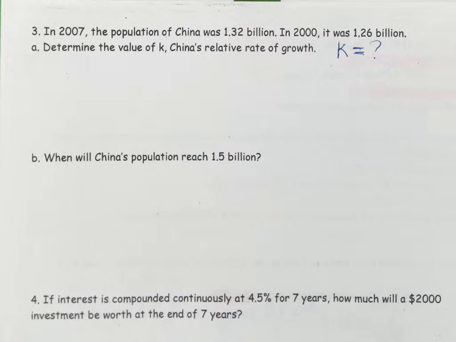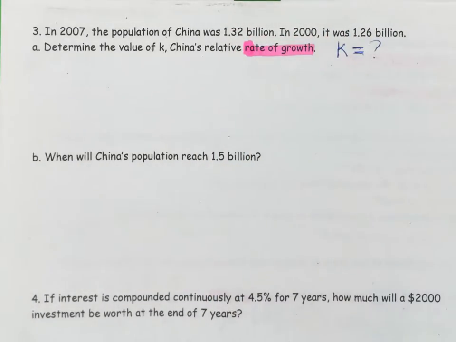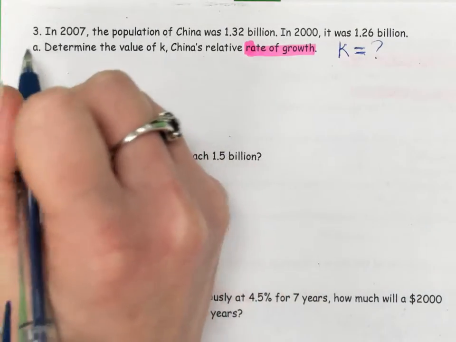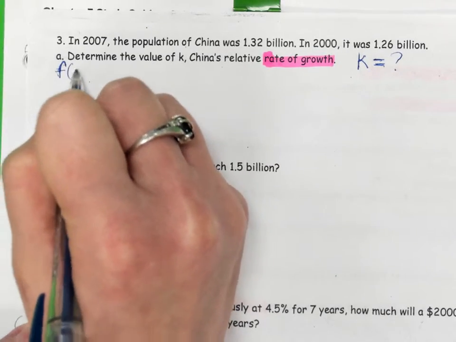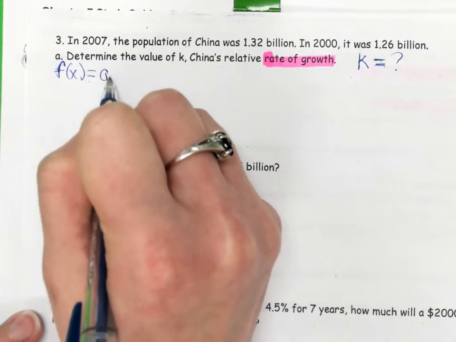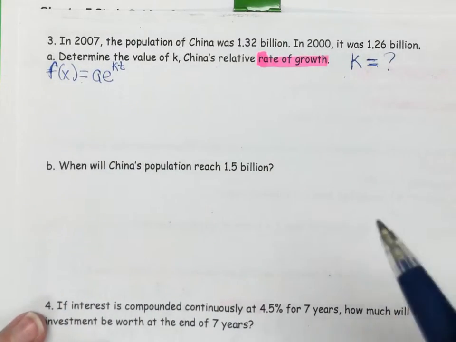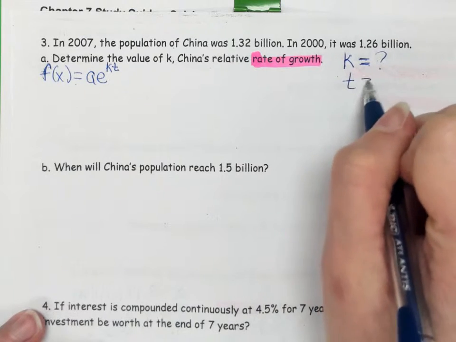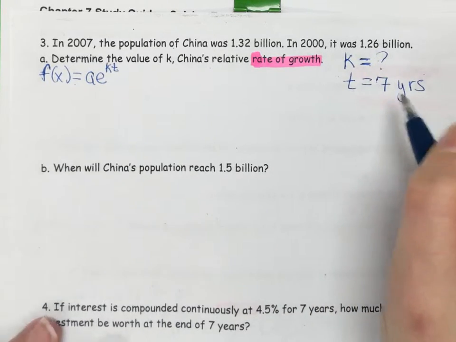Growth or decay, and how do you know that? Because it says rate of growth right here, okay? So on the front, your formula for rate of growth, for our memory's sake, was f of x equals a e to the positive kt power, right? So we know that k is our unknown. What about t? What about time? 7 years. How'd you get that? 2000 to 2007. There you go.